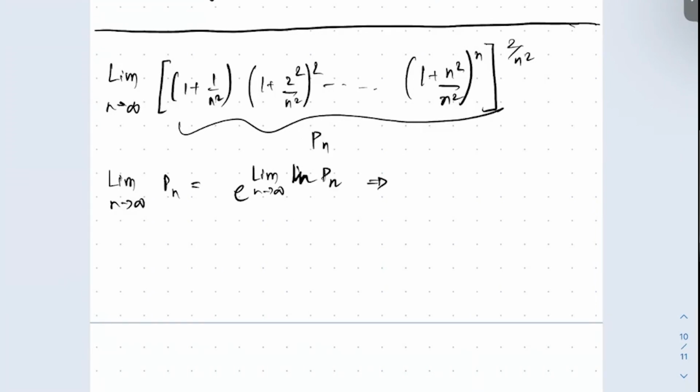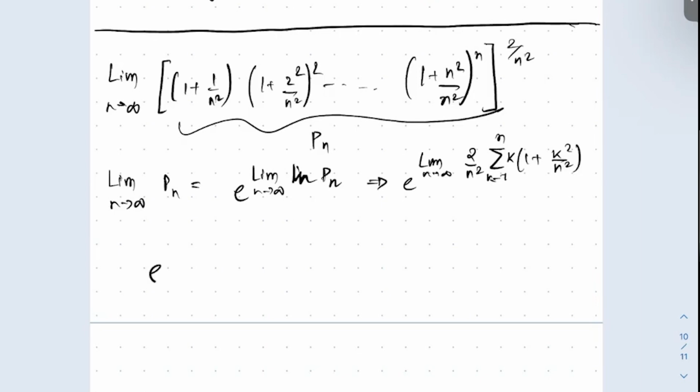And this implies that e to the power limit n tends to infinity. Log, this will be nothing but 2 by n squared will come up. This will become a sum k from 1 to n of 1 plus k squared by n squared. Okay, there is another part too. There's a k multiplied here, I guess. Yes, k multiplied here. If you take a log of it, it will be k times log of 1 plus k squared by n squared, right? k will come down.